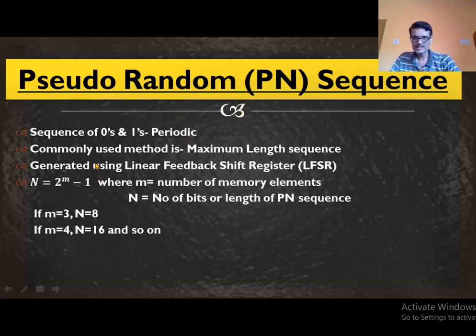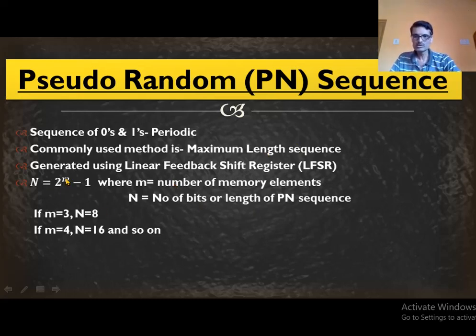Now, n is equal to 2 power m minus 1. Here, n is called the length of the PN sequence, or the number of bits in the PN sequence. As I told you, this is periodic, so it will have a certain length, and after that the same code is repeated. That depends on m. What is m? m is the number of memory elements. So if m is large, the length of the sequence is large, and we get a maximum length sequence. That is the advantage of this particular method.